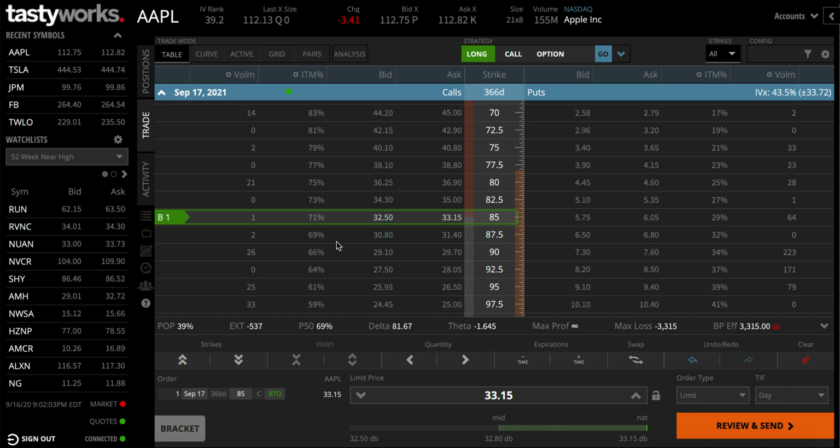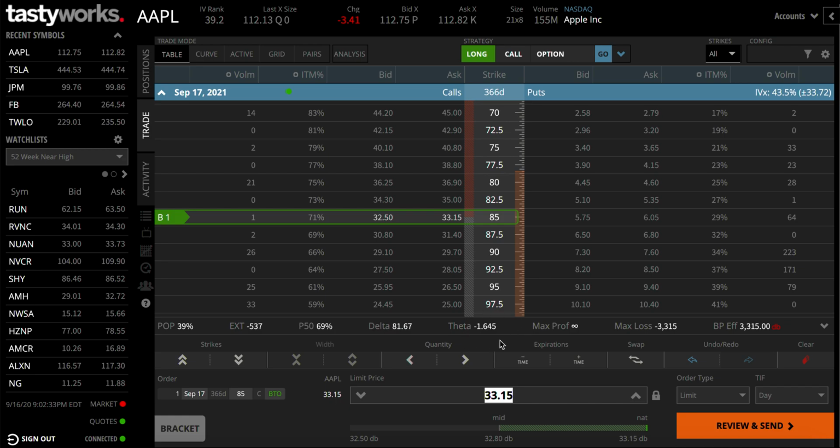So this is expensive, but if you got an Apple $85 call which expires on the same day, you pay a lot of money, $3,300. That's a lot of money. But if you look at this, your delta is 81. So that means each dollar up, you're getting $81. So let's say Apple goes up $5, bam, you made like 5 times 81, so almost $400, right? You can sell it at that time.